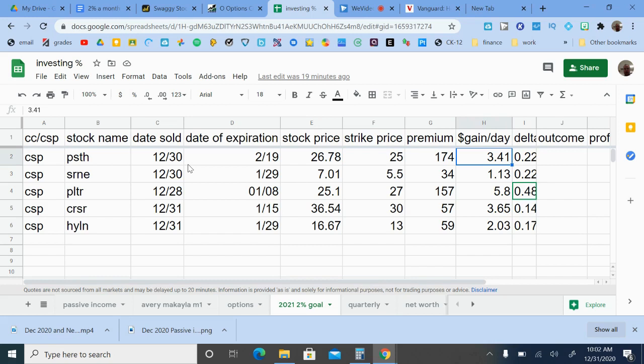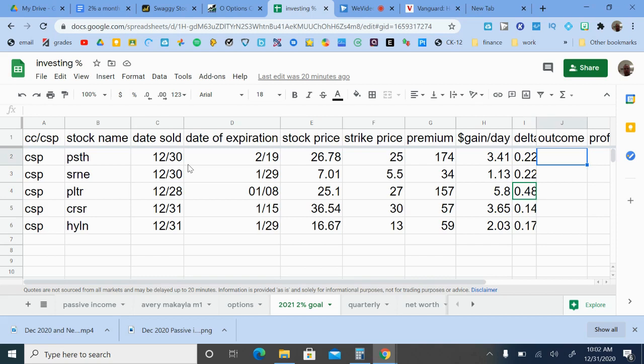Here I wrote the amount of money I would gain per day if the option expires worthless. The premium was $174 for PSTH from the 30th to February 19th. It's about 49 days. So you take the premium divided by the number of days, and this tells you the gain per day. These numbers need to be, I think, at least about 80 cents or so a day to get 2% a month. The delta is the approximate percent chance that they might expire worthless, and I want to look at 0.4 or less. There was one on PLTR that I made a little bit higher, and I'm already pretty negative on it, but this is what it goes.